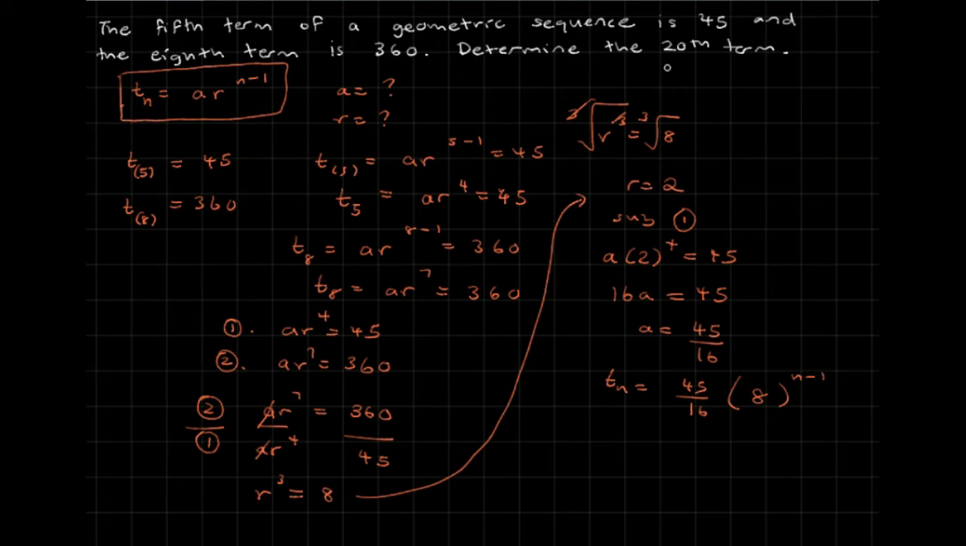Now, what you want to do is find the 20th term. So if you want to find the 20th term, you plug in T20 is equal to 45 over 16 times 2 to the power 20 minus 1, which is 19. You can leave your answer like this because this is a very large number.